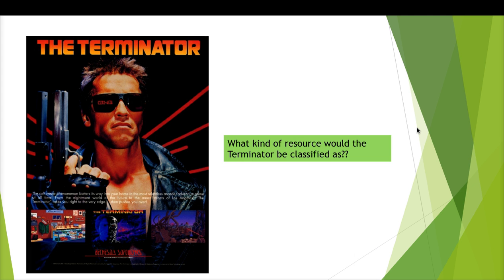I don't know about you guys, but I'm not sure what kind of resource the Terminator would be classified as. Natural, labour or capital. He's made up of metal, that might be a natural resource. Is he a person? He might be a labour resource. Or is he also a machine? It could be a capital resource. I'd be keen to hear your thoughts, and that concludes our video for today.